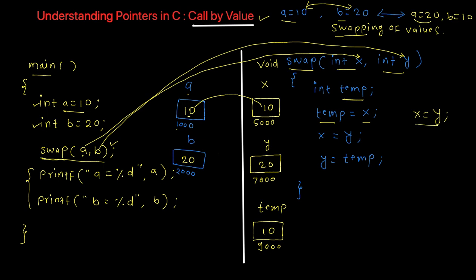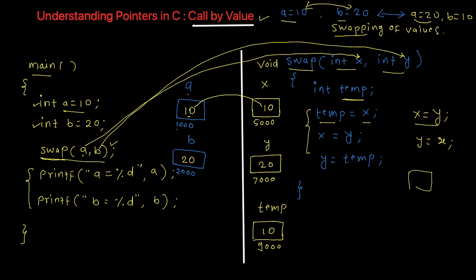What will happen with this? That's the mistake students tend to do usually. Rather than using the third variable, they will simply say x is equal to y and y is equal to x. So what will happen with this?